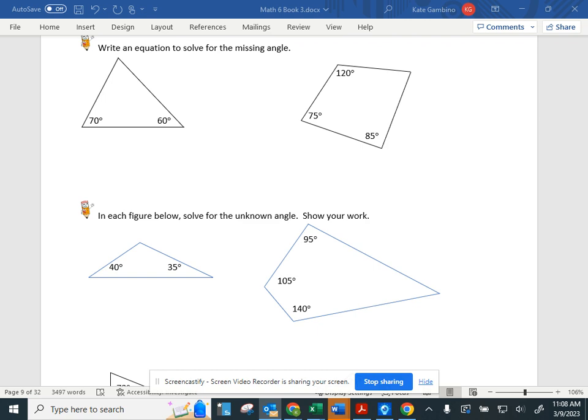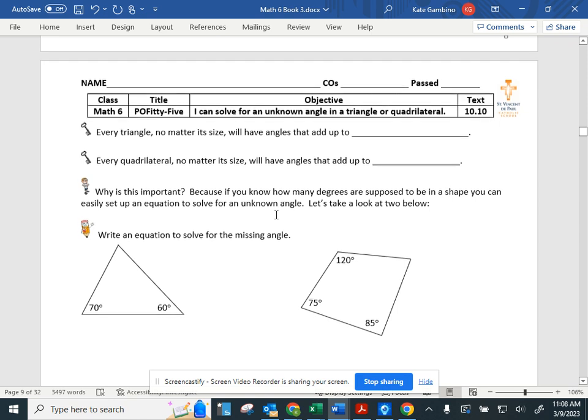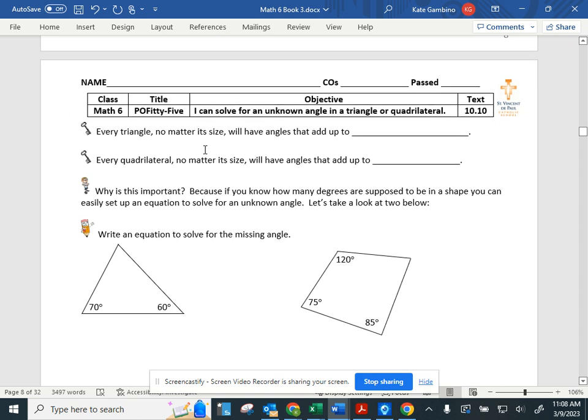Yeah, so if we look at the very top of our paper, every triangle, tri is 3, angle is angle. So every time you see the 3 angle shape, the triangle shape, you know automatically it's the 180. Every time you see a quadrilateral, quad is 4, so every time you see the 4-sided figure, it's going to be 360. If it's a triangle, you use 180. If it's a quadrilateral, you use 360.